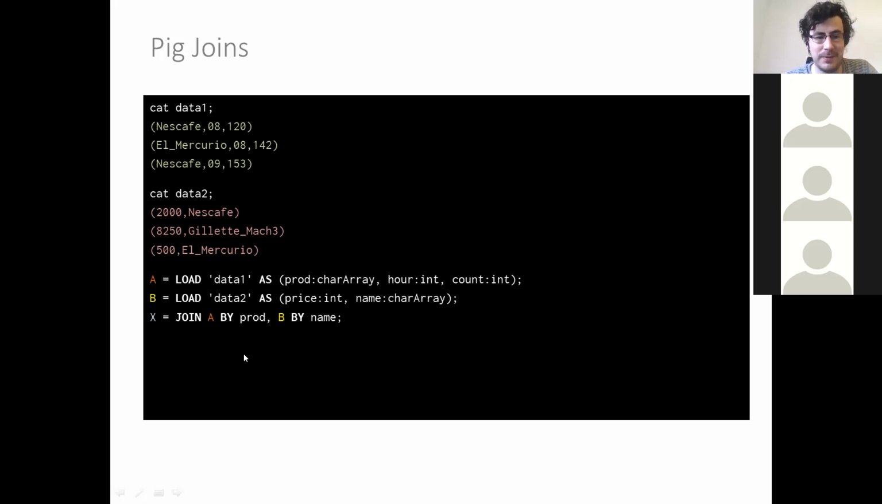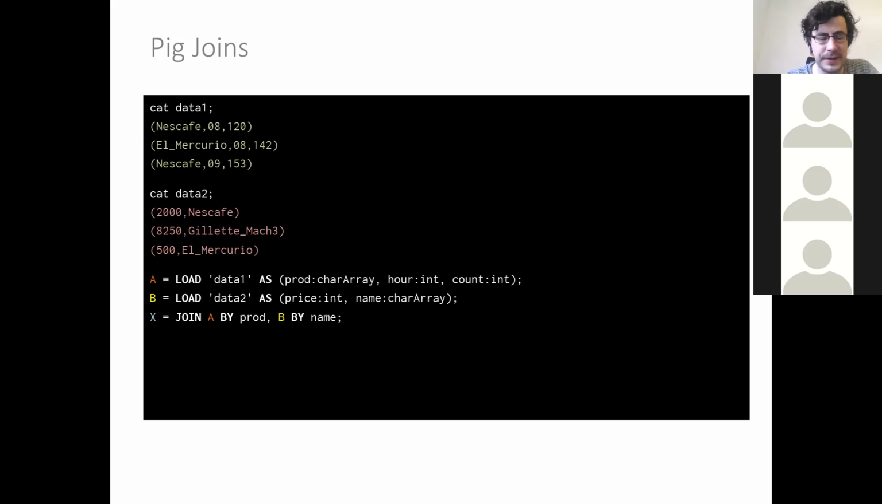So in any case, what we want to do is the same. We want to join the two. So to do a join, we can just call join A by whatever the join key is in data 1, which would be the product, and B by name, which is the name of the product in the second relation. So we're going to join this column here with this column here to produce a joined relation.